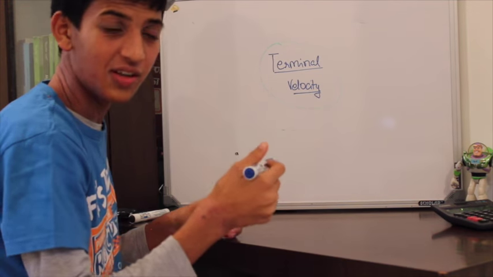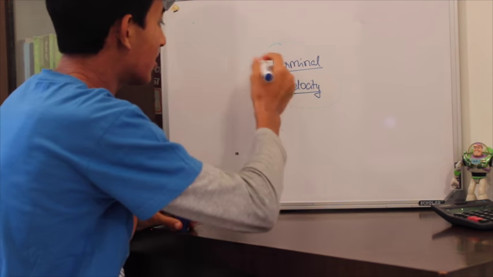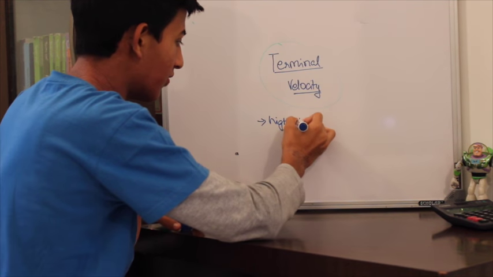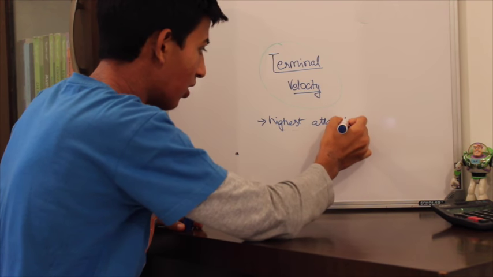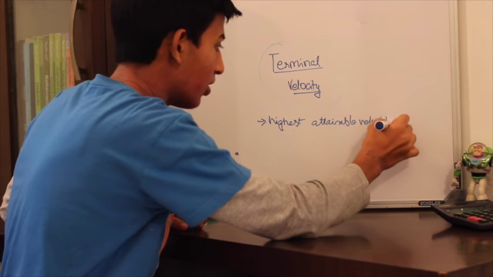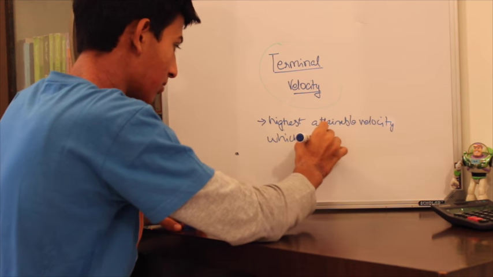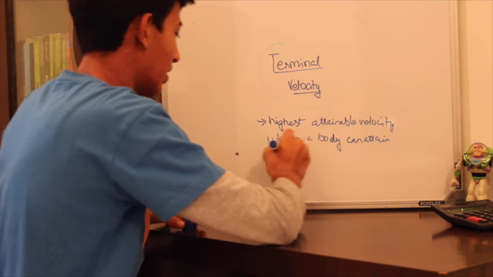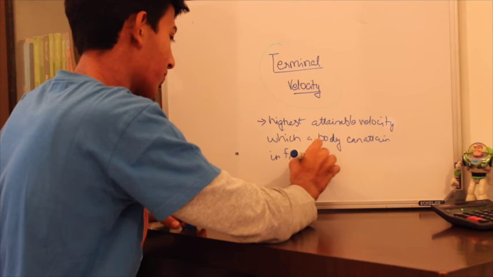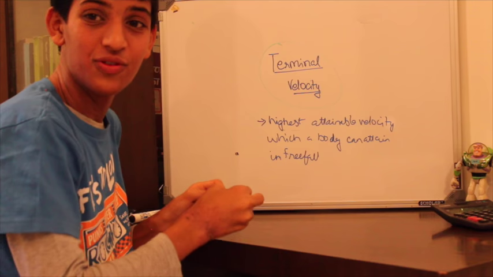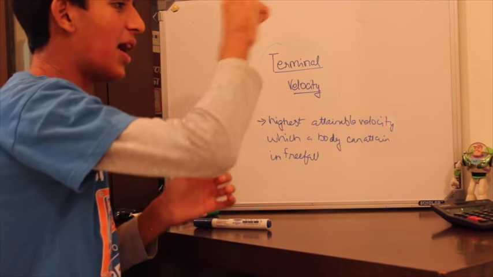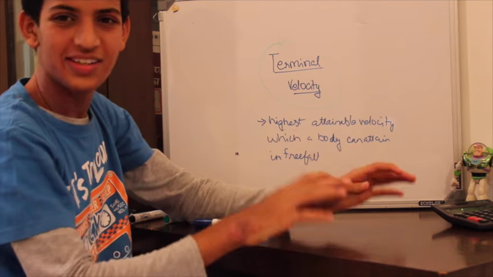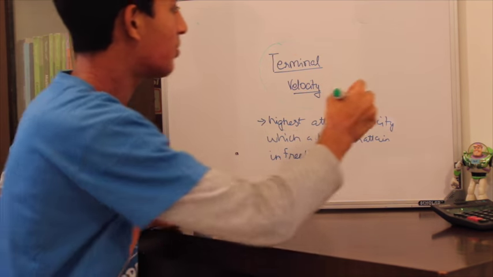Now before we actually get to the physics of this part, let's get to what this term actually means. Terminal velocity means the highest attainable velocity. That means the maximum velocity which a body can attain in free fall. You might think that's quite a mouthful, but actually it's nothing but the maximum velocity which a body can attain when it's falling from here to here. That's it. So let's draw a simple free body diagram.